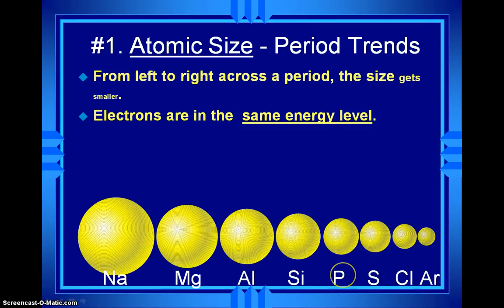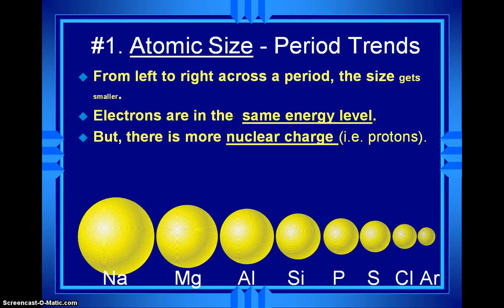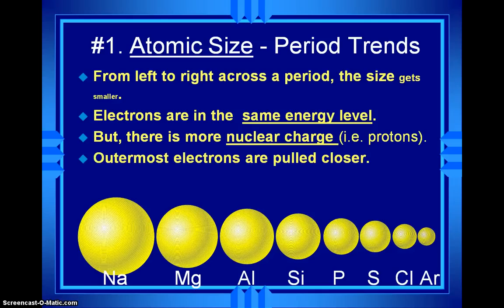So what makes them get smaller? It's not the energy level. Remember, it's the nuclear charge. As we go from sodium to magnesium to aluminum, we are adding more and more protons into the nucleus, and the strength of the nuclear attraction to those electrons causes them to suck in and get closer and closer to the nucleus because there's more and more positive charge. Okay, so that is the reason why as we go across the periodic table, the atoms get smaller and smaller, even though they have the same energy level. The outermost electrons are pulled closer.